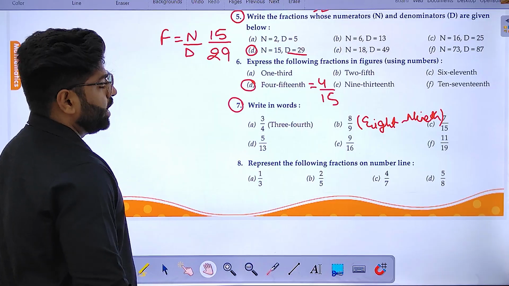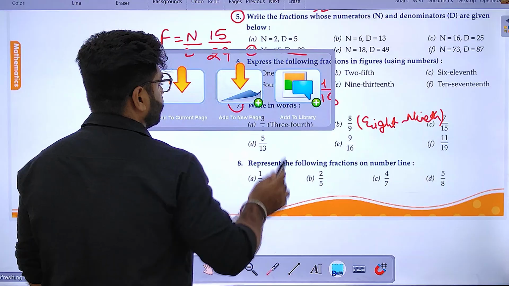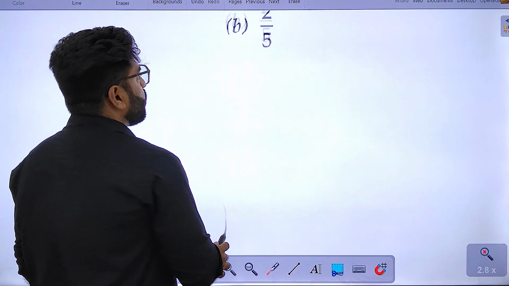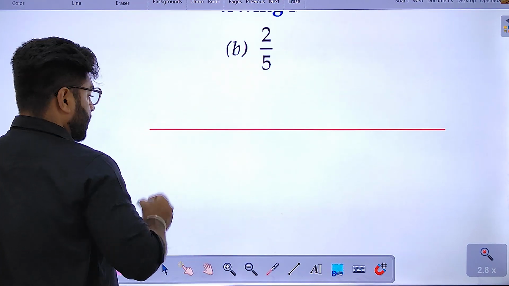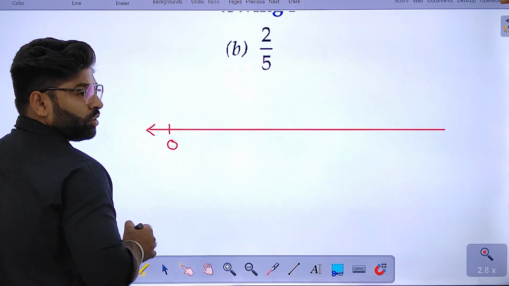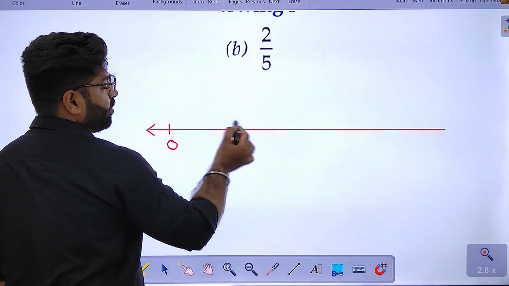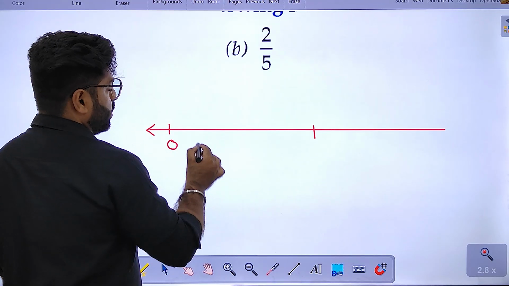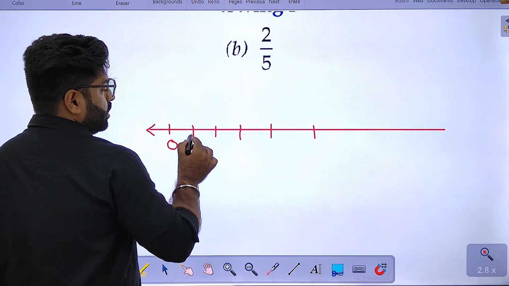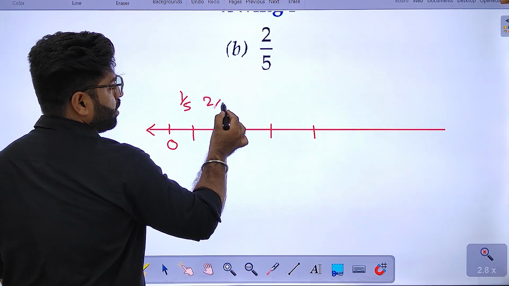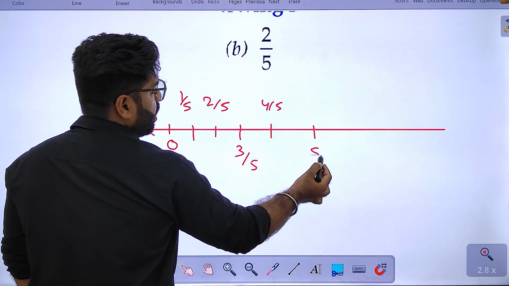Next is question number 8. Represent the following fractions on a number line. So let's pick B part from here. If we are going to represent 2/5 on a number line, let's draw a straight line first. Then mark the arrow here and put 0. From here, we are going to divide the gap from 0 to 1 into 5 equal parts. 1, 2, 3, 4, and this is 5. So this is 1/5, this is 2/5, this is 3/5, this is 4/5, and this is 5/5, that is 1.